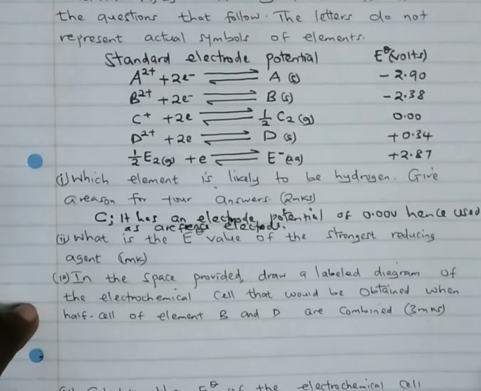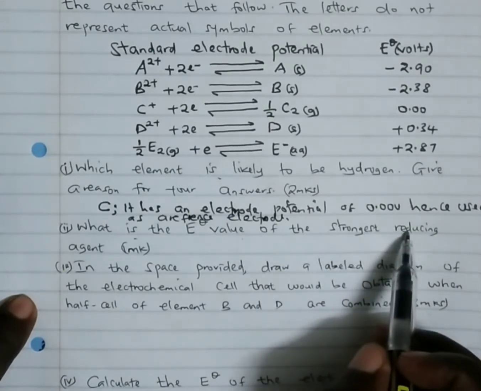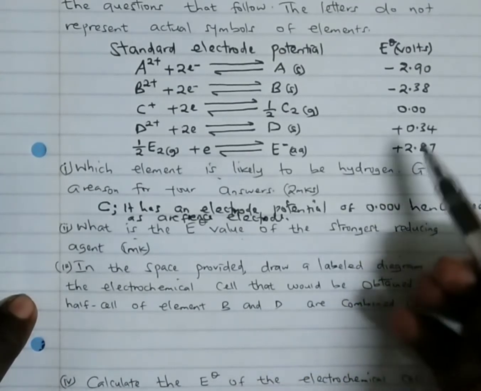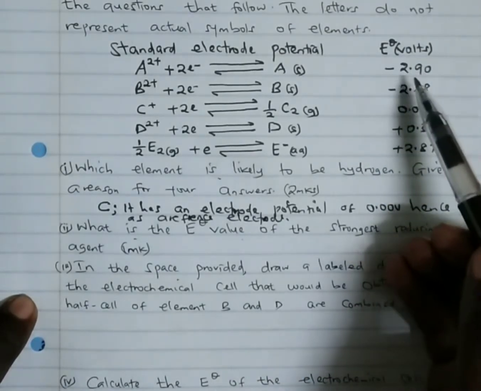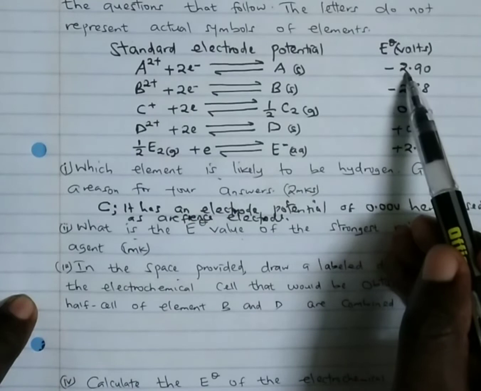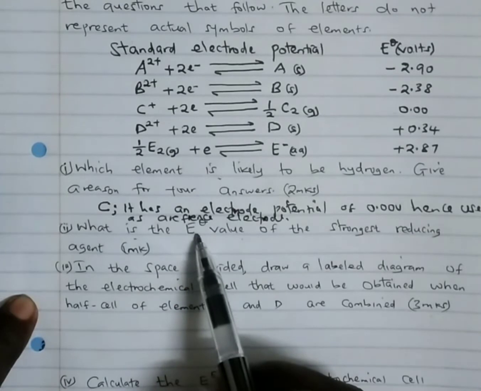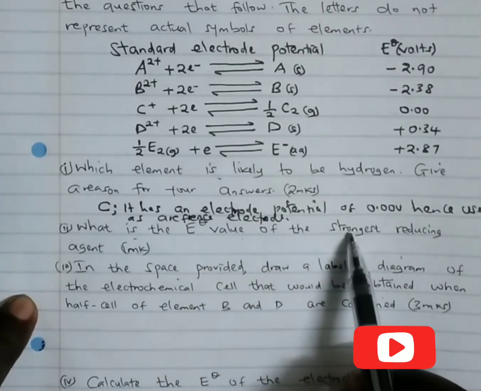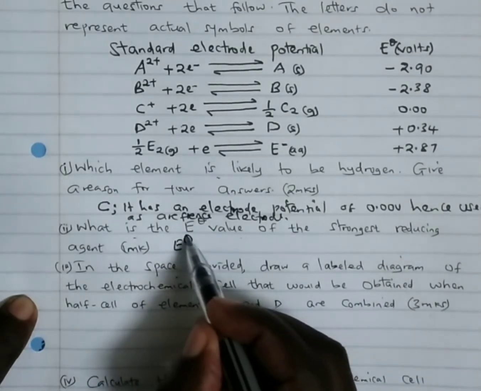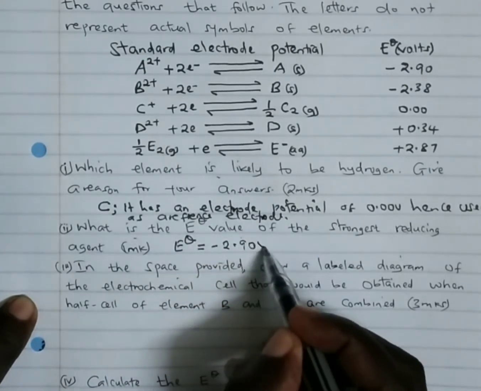Roman 2, what is the E theta value of the strongest reducing agent? The strongest reducing agent is the one that is usually more negative. If you look at all these elements, the one that has the highest negative is element A, with an E theta value of negative 2.90. The question requires us to write the E theta value of the strongest reducing agent, and therefore the E theta value will be equal to negative 2.90 volts.